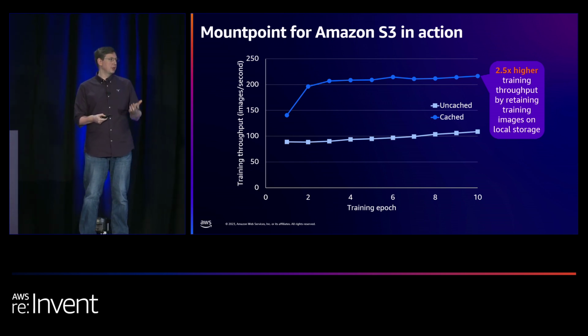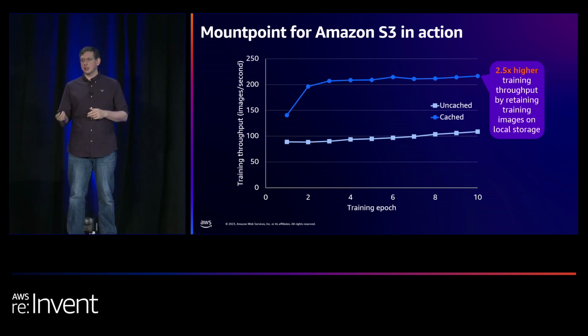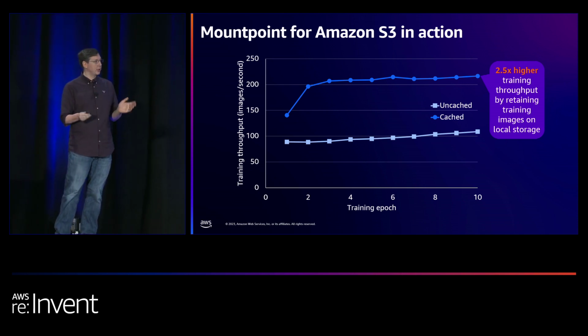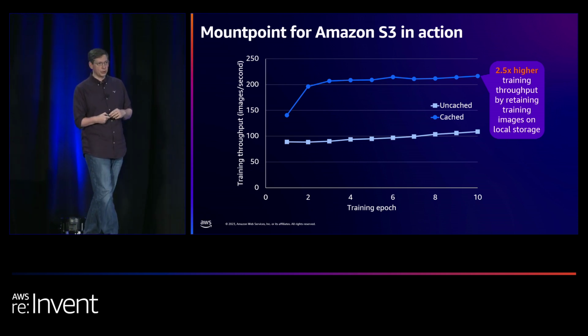But after enabling the caching feature, we see that we're not downloading data from S3 after that initial access, and instead loading data directly from local storage, leading to a 2.5x performance improvement in training throughput.